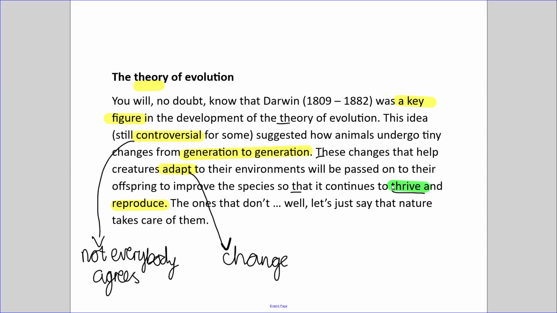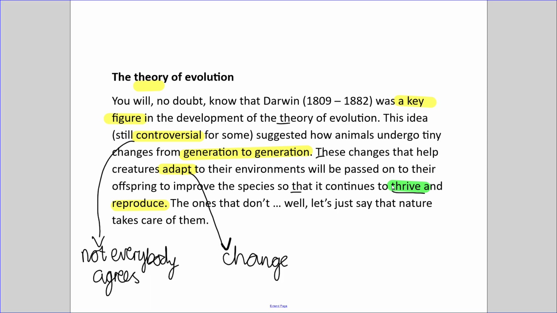And again, I'm going to go back and I'm going to read the whole sentence. These changes that help creatures adapt to their environments will be passed on to their offspring to improve the species so that it continues to thrive and reproduce. So now I need to find a word that I could swap in instead of the word thrive.